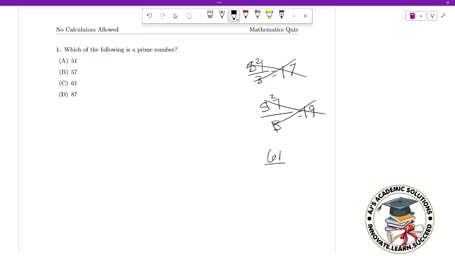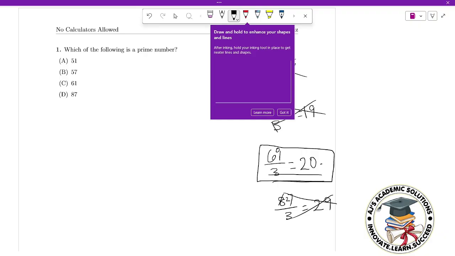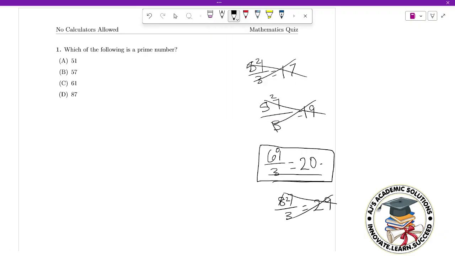So we have 61 divided by 3. We have 3 twos are 6, and then we don't have anything there, so this is a 0, so this is a decimal. So we have an option here. And then let's look at 87 finally. 3 twos are 6, and then we're going to have 2 remaining, 3 nines are 27. So this is out as well, which indicates, because this leads to a decimal situation, that our answer here is going to be 61.